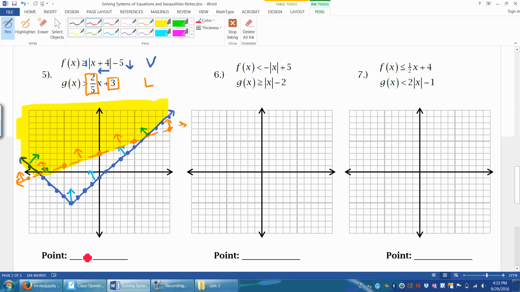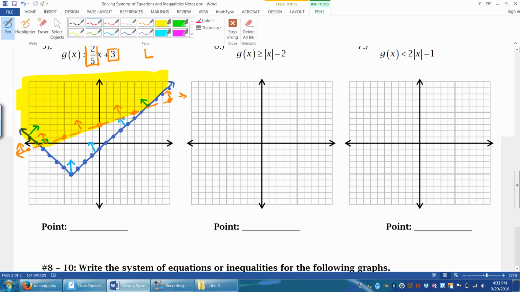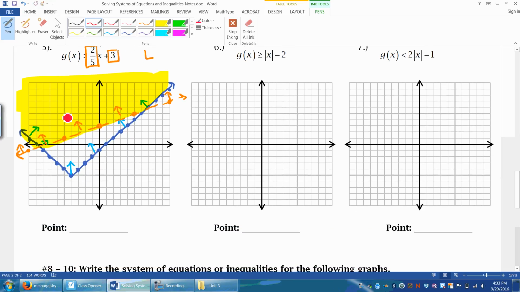Down here it says a point. In the directions it says identify a point in the solution set. You pick your favorite point. I'm going to pick this one right here, -5, 5. As long as it's in the shaded area, and it actually cannot be one of the intersection points if there was a nice one, because one of the lines is dashed, and when it's a dashed line, it's not included. So as long as it falls within the shaded section, it's good.